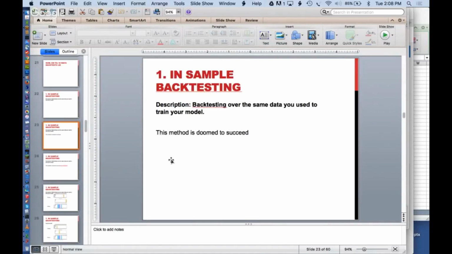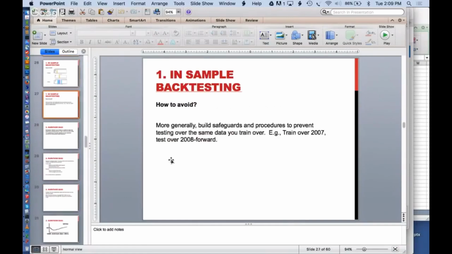And this method is doomed to succeed, right? One thing I do want to mention is for this upcoming project, we are actually going to allow you to test your method in sample, because it's almost impossible, with the training you've got so far, to build a machine learning system that's going to work well in the real market. So we at least want to give you an opportunity to work well back over your training data. But we certainly want you also to test it out of sample so you can see the difference.